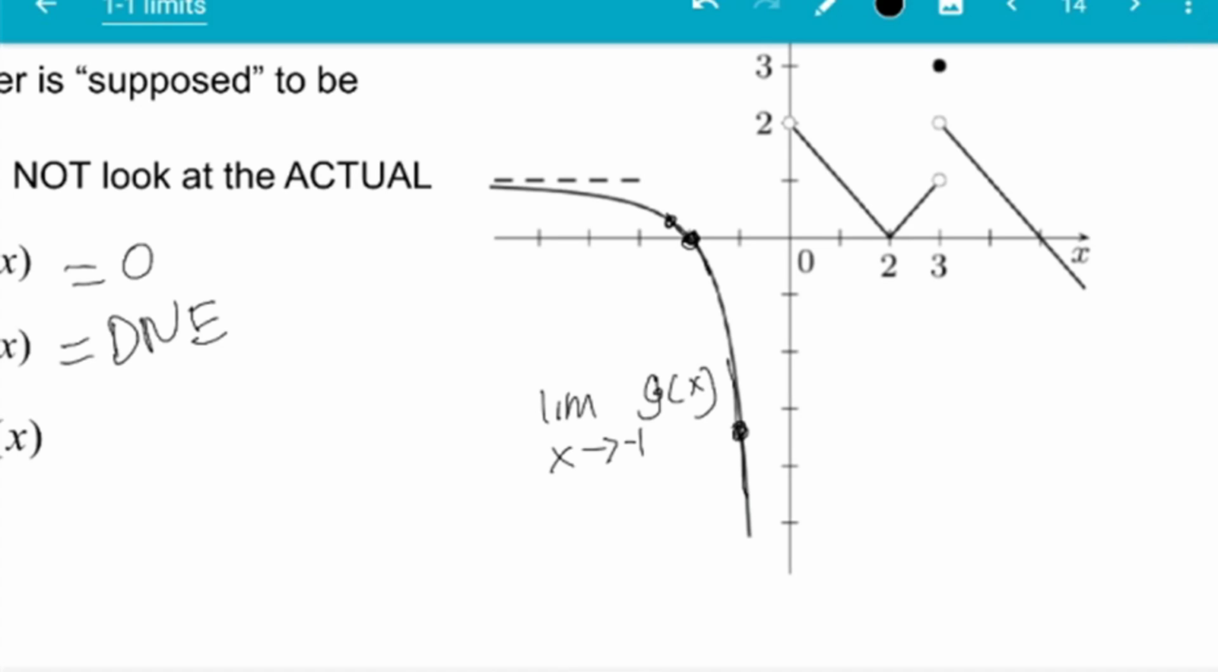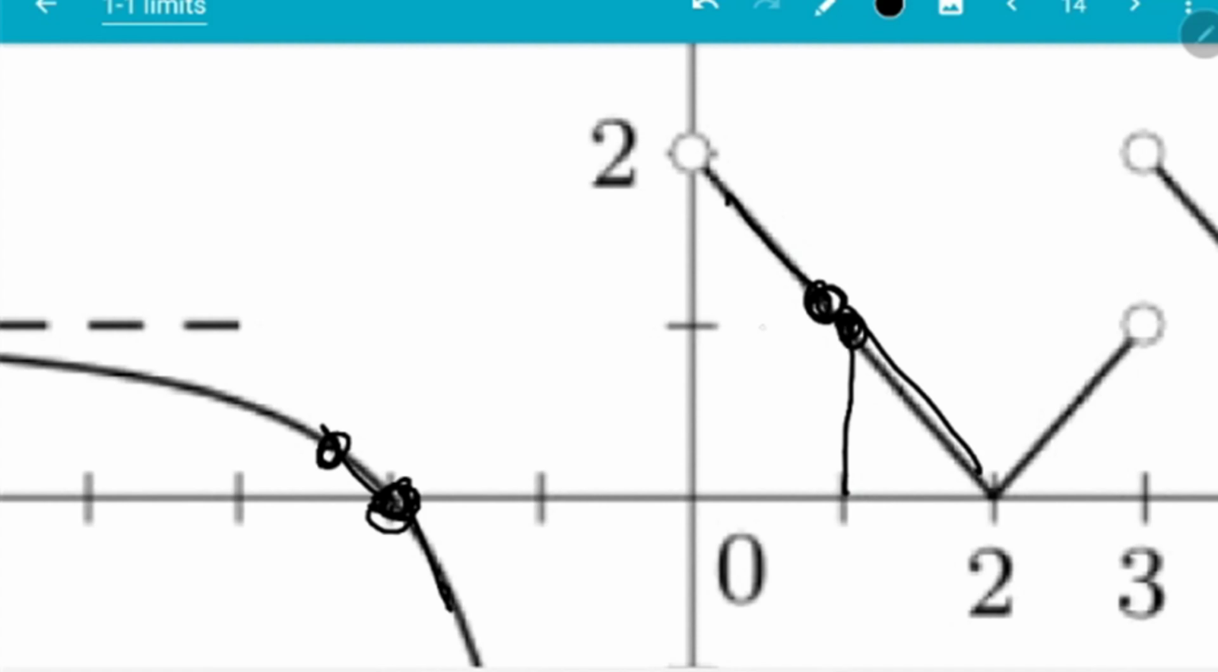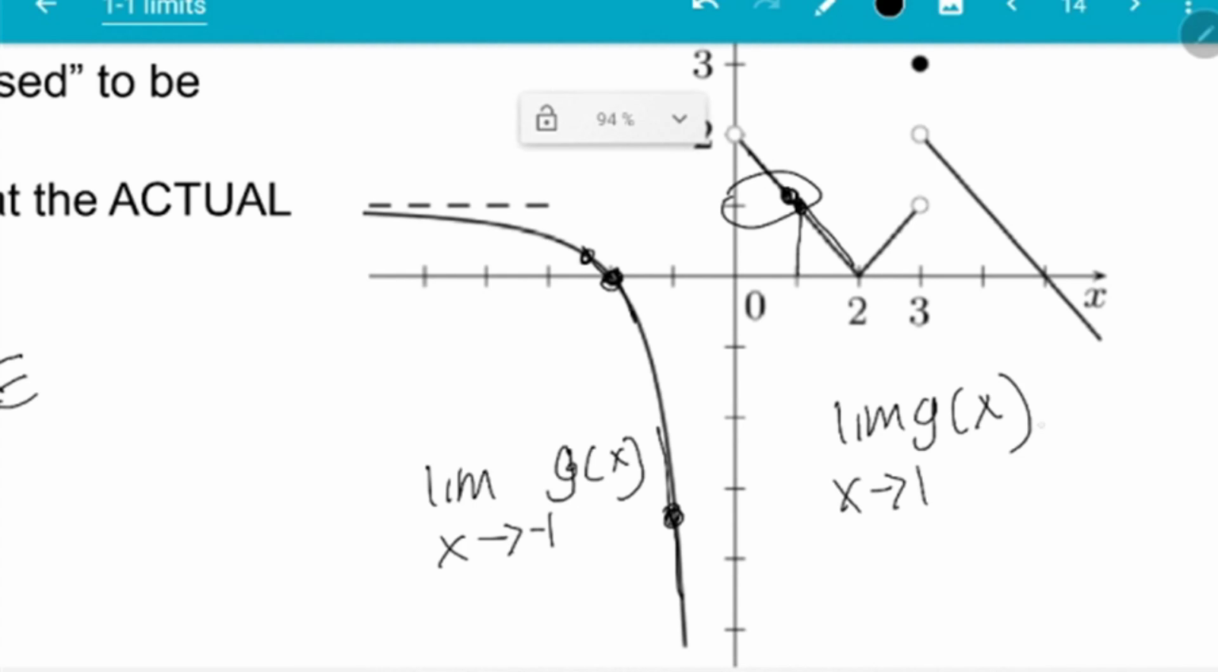So for example, if I said, what is the limit as x approaches 1 of g of x? All I would do is I would just zoom in here. I'd say, okay, let's see, 1 is right around here. So from the left, I'm heading to about here. From the right, I'm heading to about here. That looks like about 1. So my limit is equal to 1. Does that sort of kind of make a little more sense?